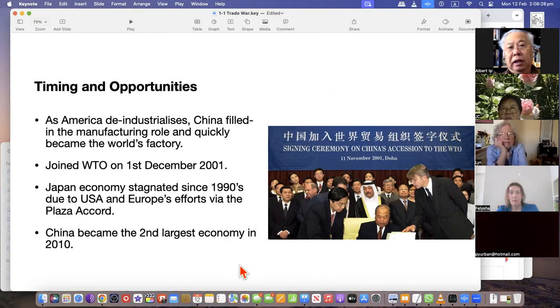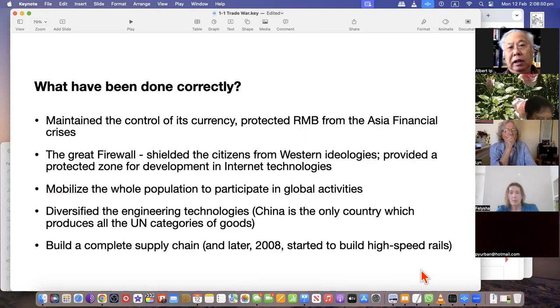So by 2010, China actually became the second largest economy. And the prediction that the United States would start something to limit China's growth actually came as expected.